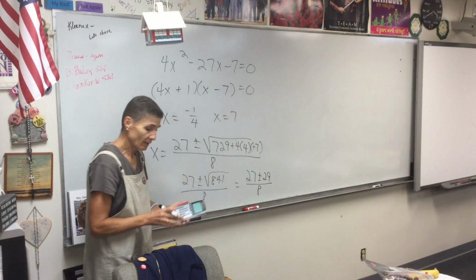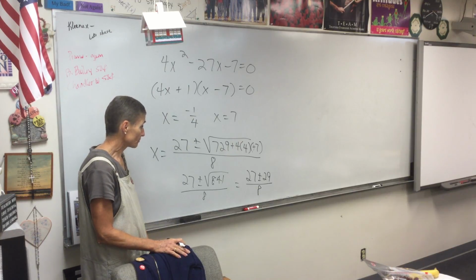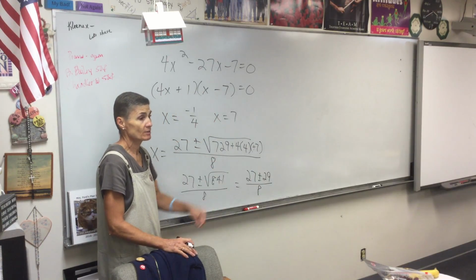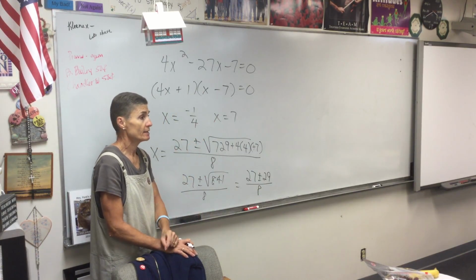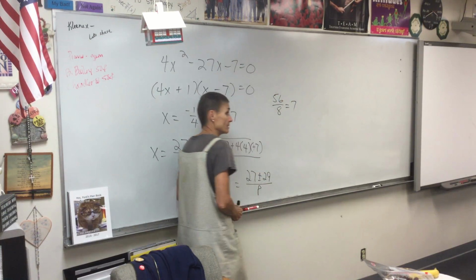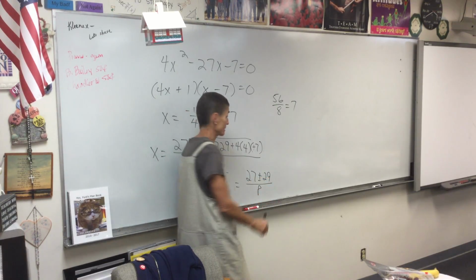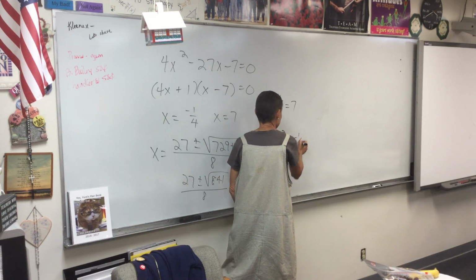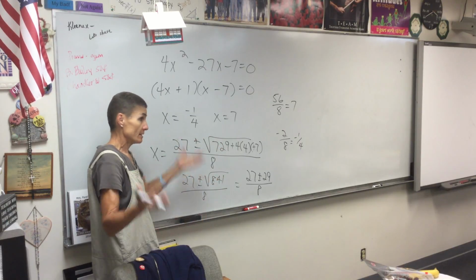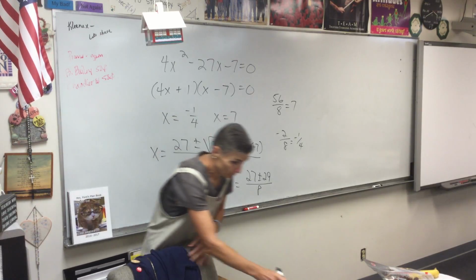I knew that was going to come out like that because it factors. When the problem factors, the radical disappears. All right, so 27 plus 29, what is that? We're finding our two answers. 27 plus 29 is 56 over 8, which is 7. 27 minus 29 is negative 2 over 8, which is negative 1/4. So in the end, it doesn't matter how you do it, whichever way works for you.